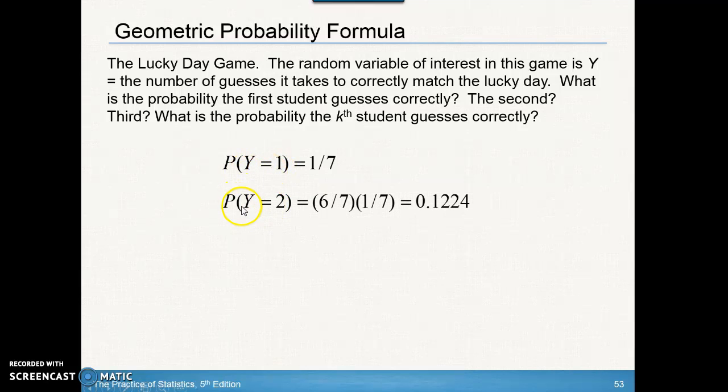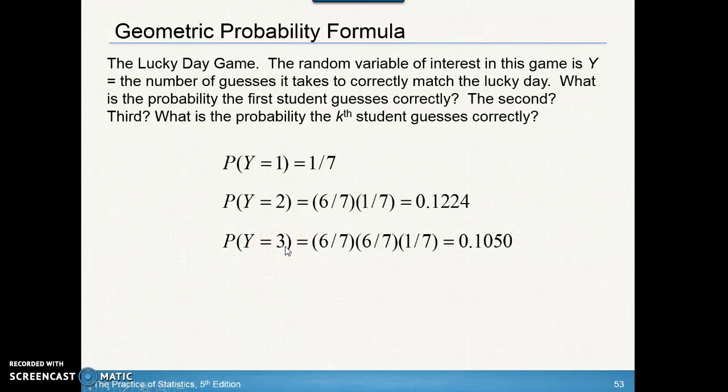So what's the probability that it takes 2 trials? When we have y equals 2, it's a little bit different than binomial. This is saying the success is on the second trial. So what does that probability look like? If they don't guess it the first time, they can get 6 out of 7 wrong, but on the second trial they do get it correct, with a 1 out of 7 chance. So 0.1224.